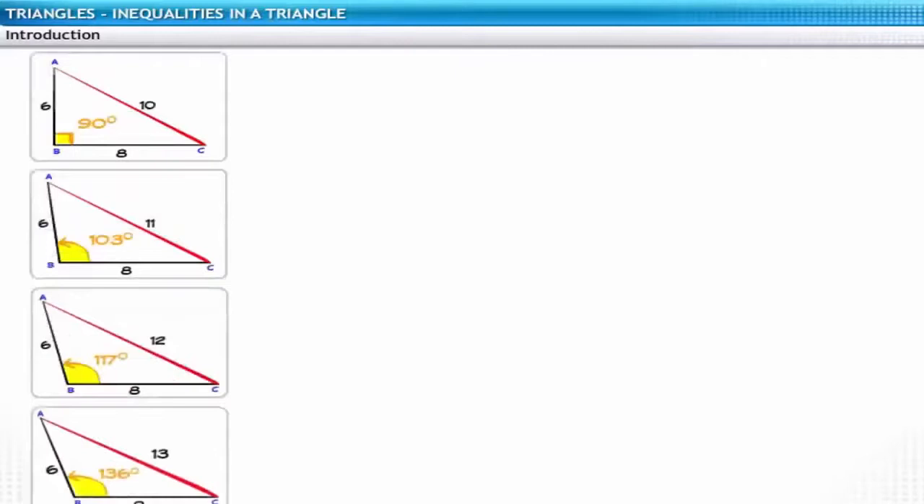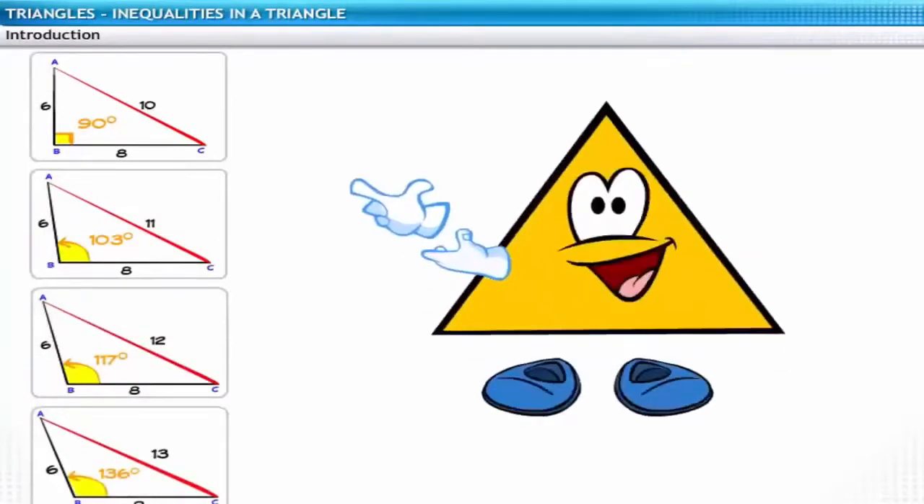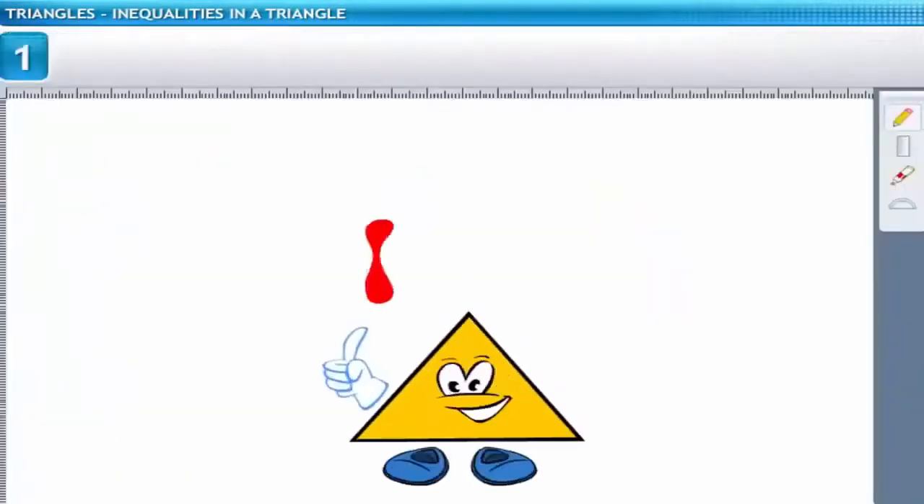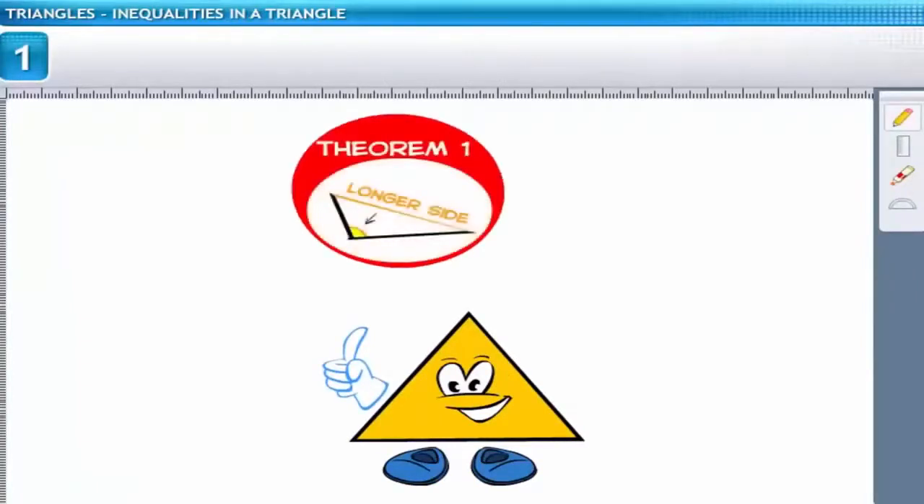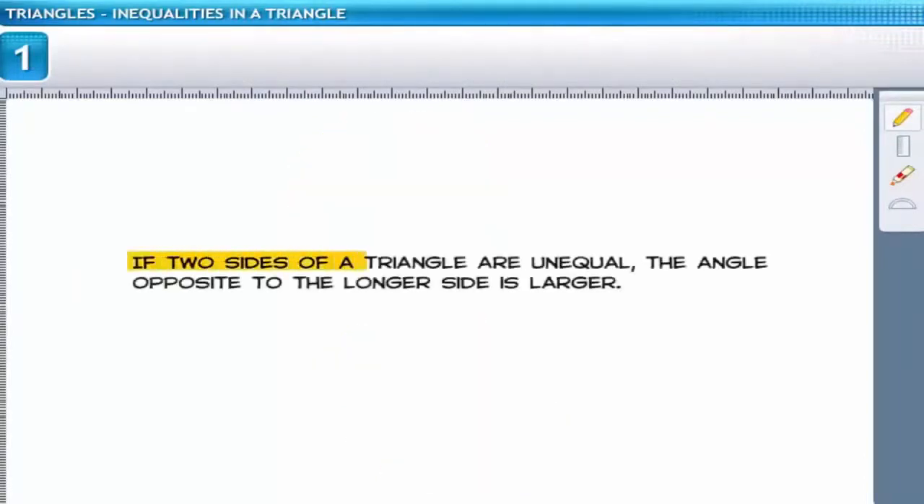Now let's have a recap. So can we say that the measure of the angle varies according to the side opposite to it? By using the observation, we shall verify two theorems. The first theorem says that if two sides of a triangle are unequal, the angle opposite to the longer side is larger.